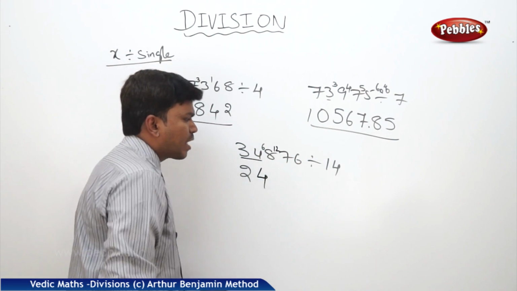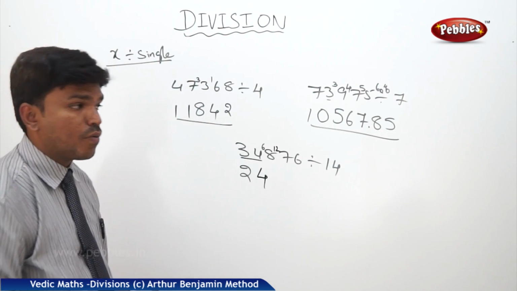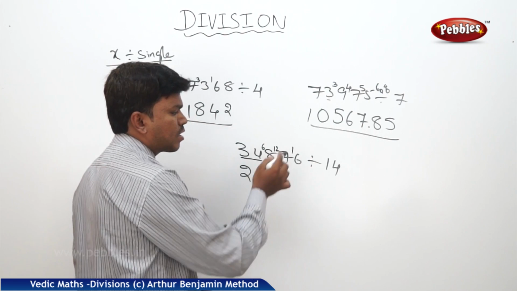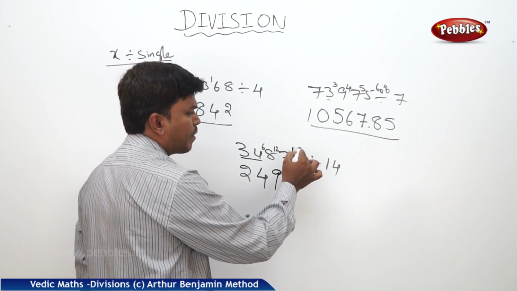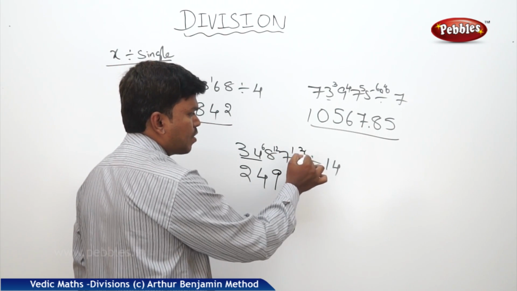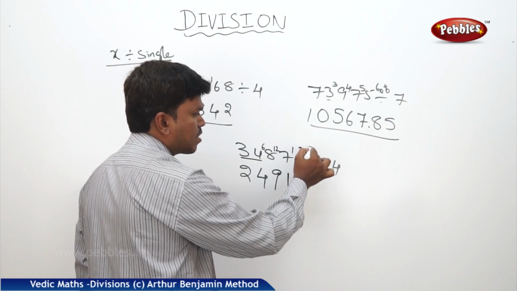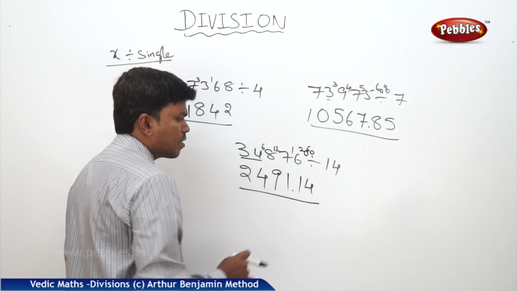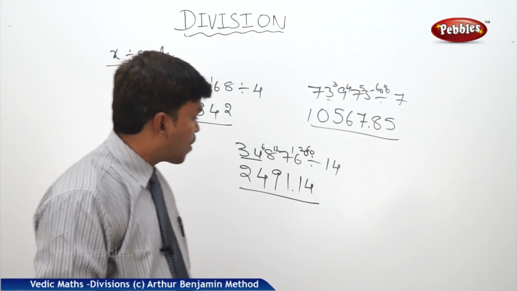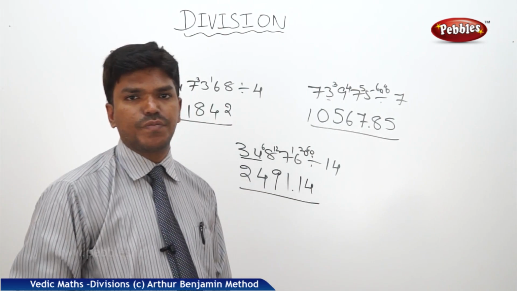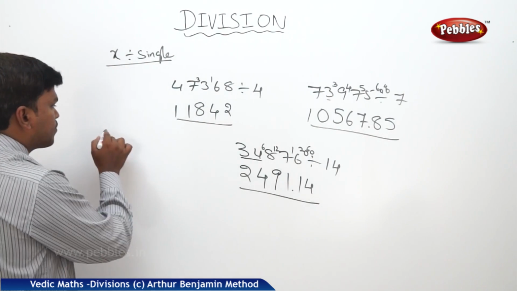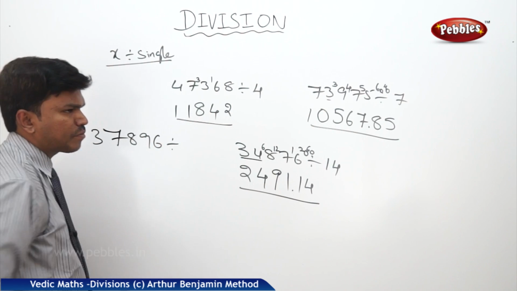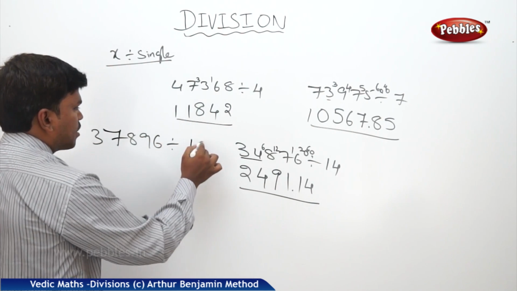Now the next, it became 127. How many times does it go now? 14 9s are 126, remainder 1. 16. 14 1s are 14, remainder 2. Put a point. It became 20. 14 1s are 14. 6. 60. 14 4s are 56. So your answer is 2491.14. One more example. 3, 7, 8, 9, 6 divided by, say, 19.